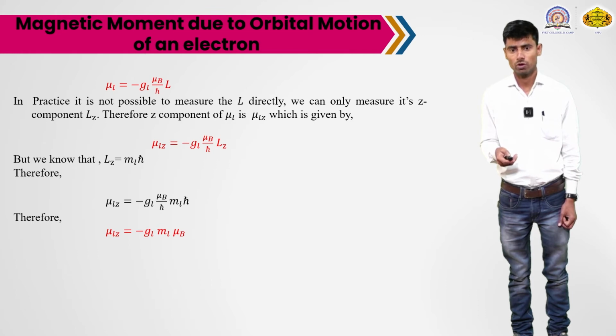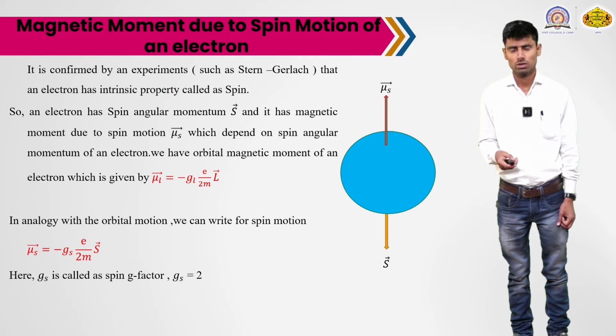So here we have the formula for the magnitude of the orbital magnetic moment and for the Z component of the orbital magnetic moment. Now similar to the orbital motion, the electron has one more motion called spin motion. The spin is the intrinsic property of the electron, and due to that the electron has a spin angular momentum S vector. Now in analogy with the orbital motion, we can directly write the formula for the spin magnetic dipole moment.